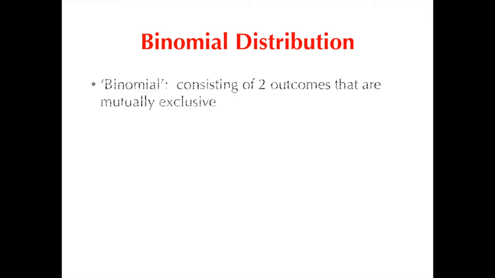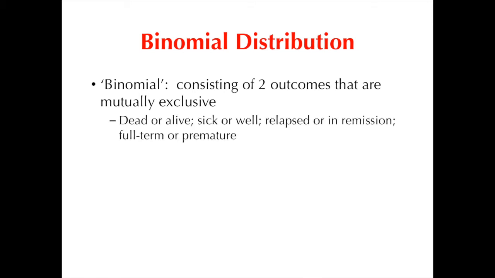As the word binomial suggests, there are only two mutually exclusive outcomes of interest. Would a particular patient be dead or alive at the end of a particular follow-up period? Would a patient remain sick or get well after being treated with an investigational drug? While being maintained on immune modulators, would a lupus patient go into a flare or stay in remission? Would a baby be born full term or premature? All these situations feature only two possible outcomes.